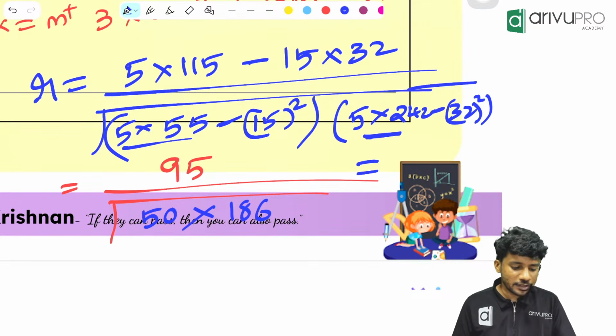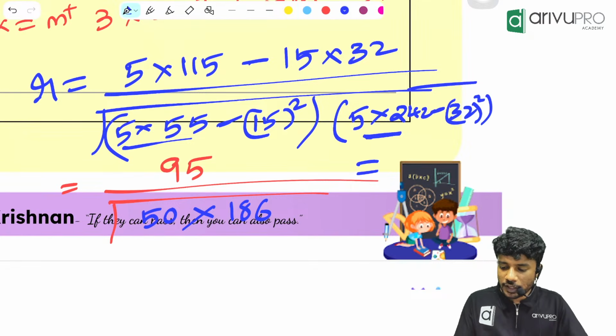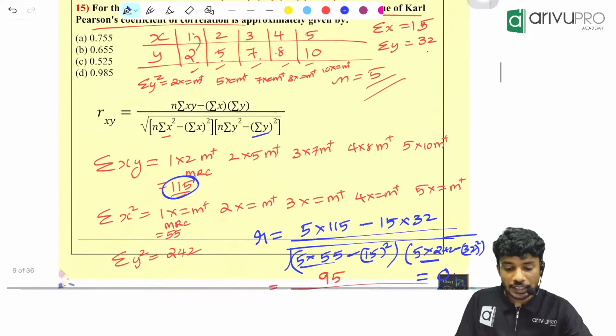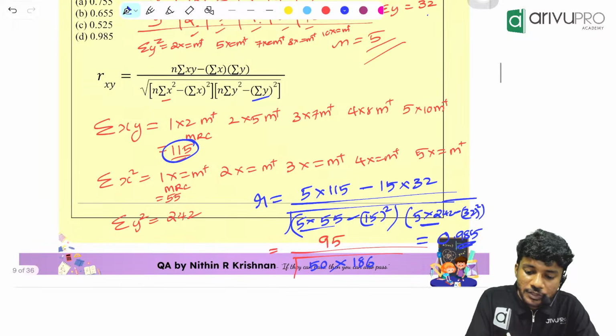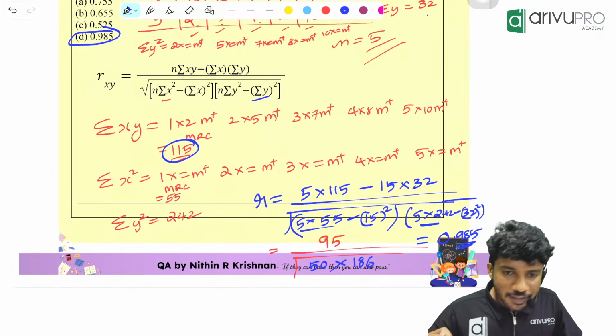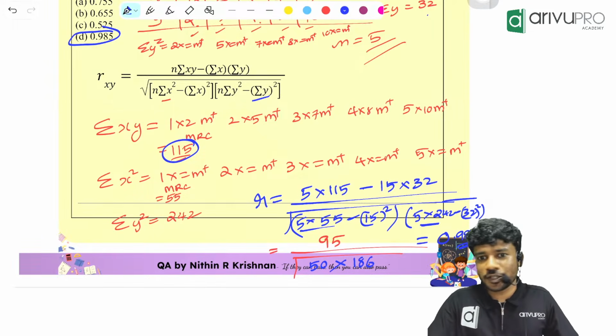Take your calculator and clear the memory and do it. 50 into 186, then click equal to root, divide equal to, multiply it with 95. You are getting 0.985. Which option is the answer, people? Option D. Okay. Or you can find the standard deviation separately, then covariance separately, and then you will get the answer.